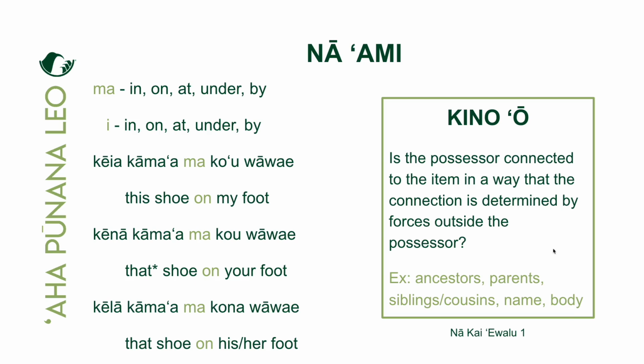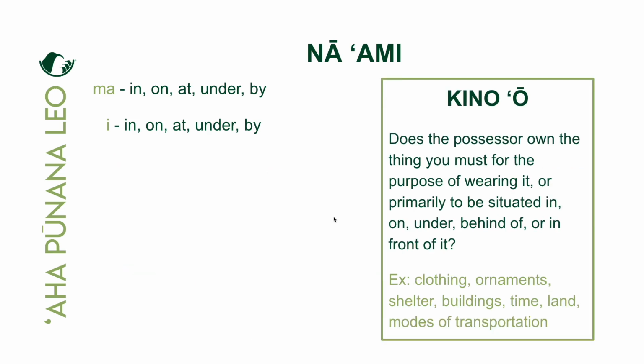So, kino o, keia mau mea pau, okay? And so therefore, vāwai, as a part of our kino, is kino o. Ko'u vāwai, kou vāwai, kona vāwai, not ka'u vāwai, kau vāwai, kana vāwai. Okay, for now. Kino o.